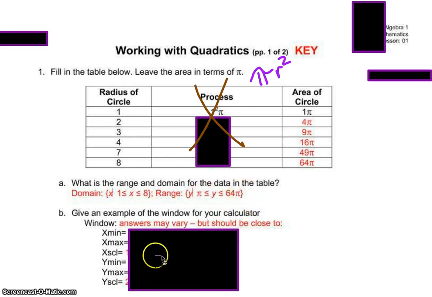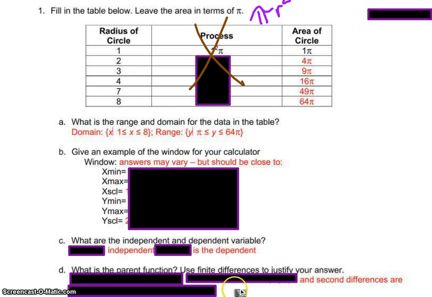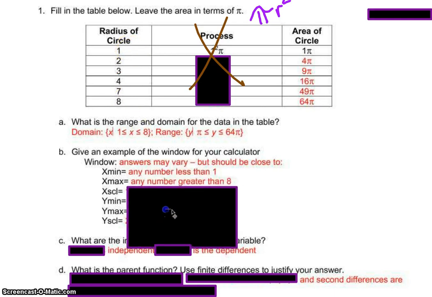Okay? So then you use your domain and your range to figure out a good window. Remember, a window, like in your door, is just what you can see through that door. The bigger the window, the more you can see. Well, it's the same thing. It's what you're going to see on your graph. So your x min and max need to come from your radius. You need to be a little smaller than the smallest and a little bigger than the biggest. So smaller than 1 and bigger than 8. So I would probably say like 0 to 10.